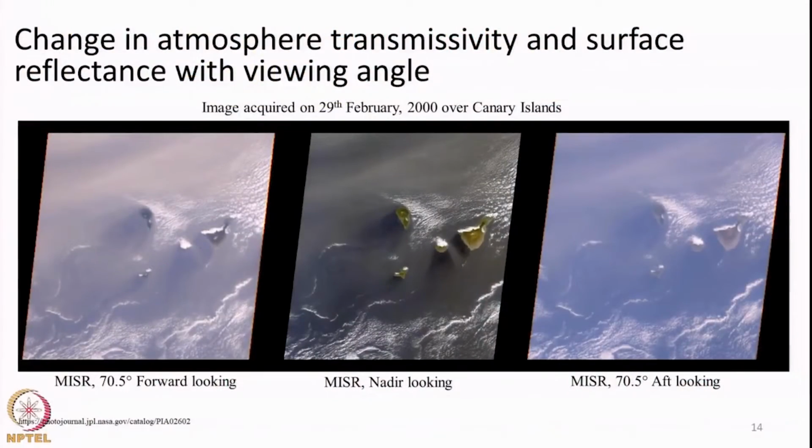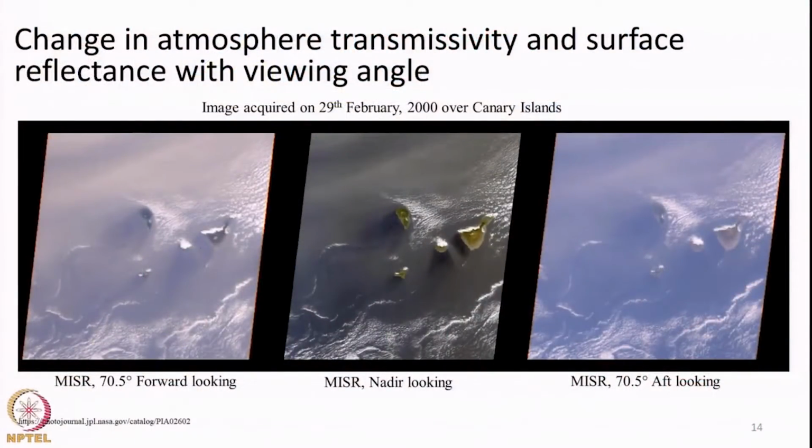And what is the simplest image based atmospheric correction? The most commonly used atmospheric correction procedure is what is known as dark object subtraction. Before we see the dark object subtraction method, we will quickly glance through a few examples in which the variation in look angle affects the atmospheric effect and also the surface reflectance.